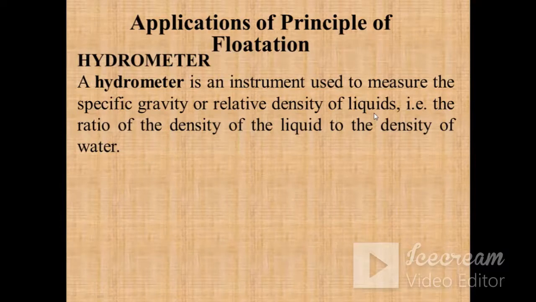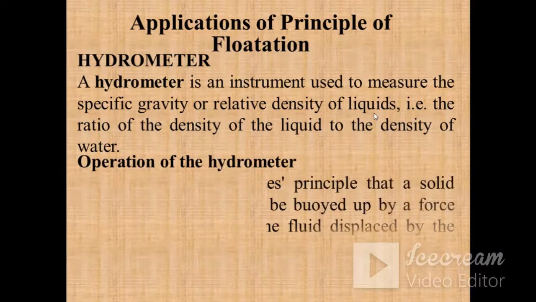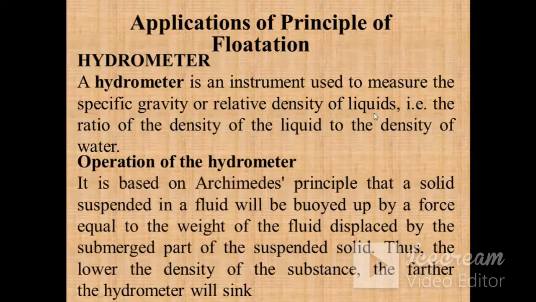And what was the relative density of a liquid? Relative density was the ratio of the density of the liquid to the density of water. Now, how does a hydrometer work? It is based on the Archimedes principle, such that a solid suspended in fluid will be buoyed up by a force equal to the weight of the fluid displaced by the submerged part of the suspended solid.